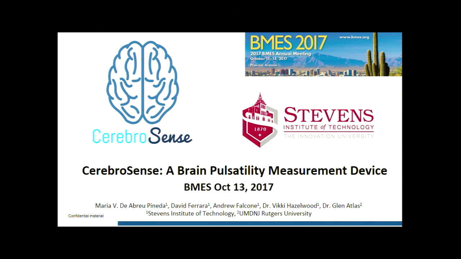performing during the surgery. Currently, the measurement technique is limited to a qualitative determination where the surgeon places his finger on the brain and makes an assessment. However, this can easily result in inaccurate determinations, leading to complications during and after the surgery. Recognizing the need for improvement, our team at Stevens Institute of Technology designed a solution to this problem. My name is Maria. And my name is David, and this is CerebroSense.